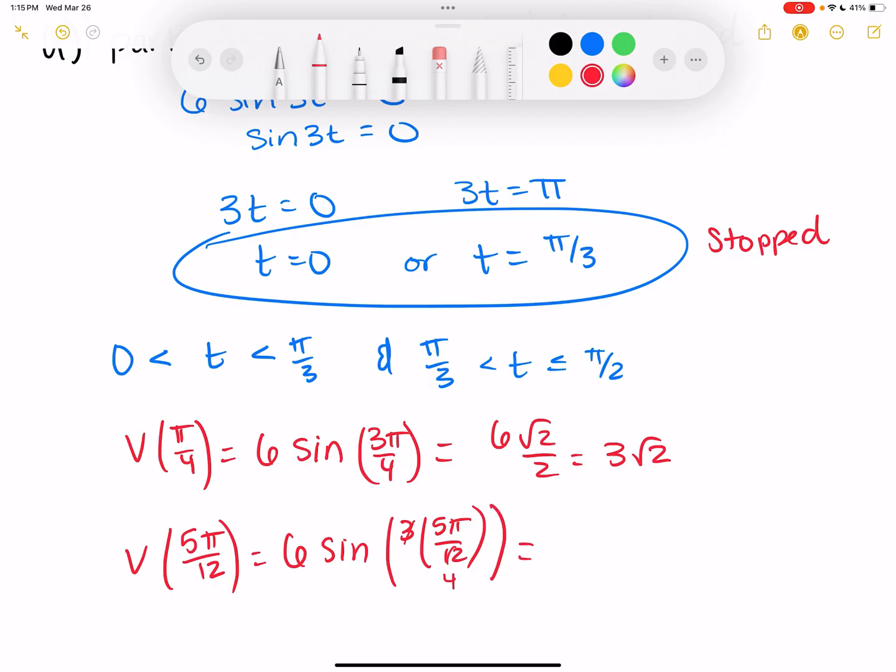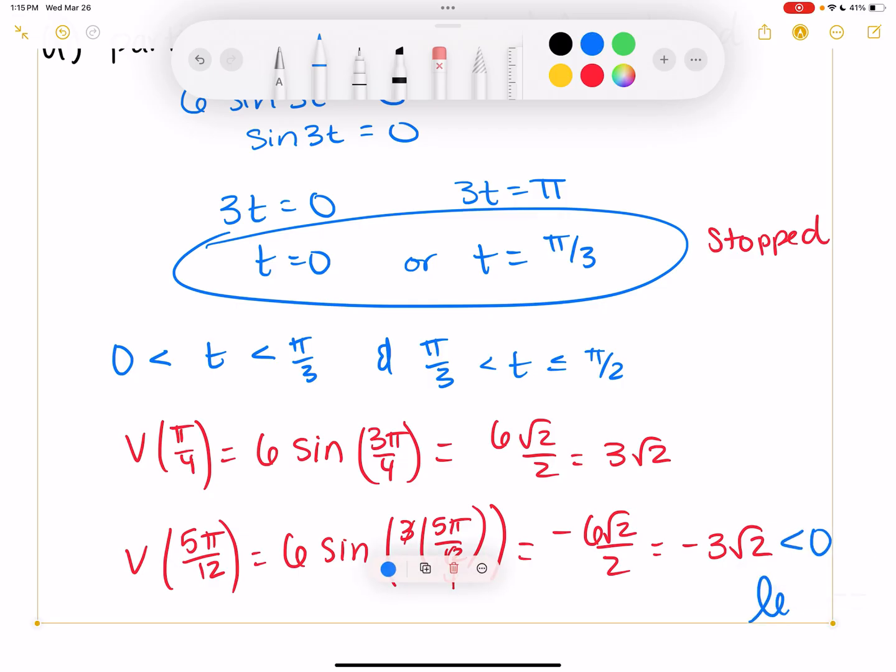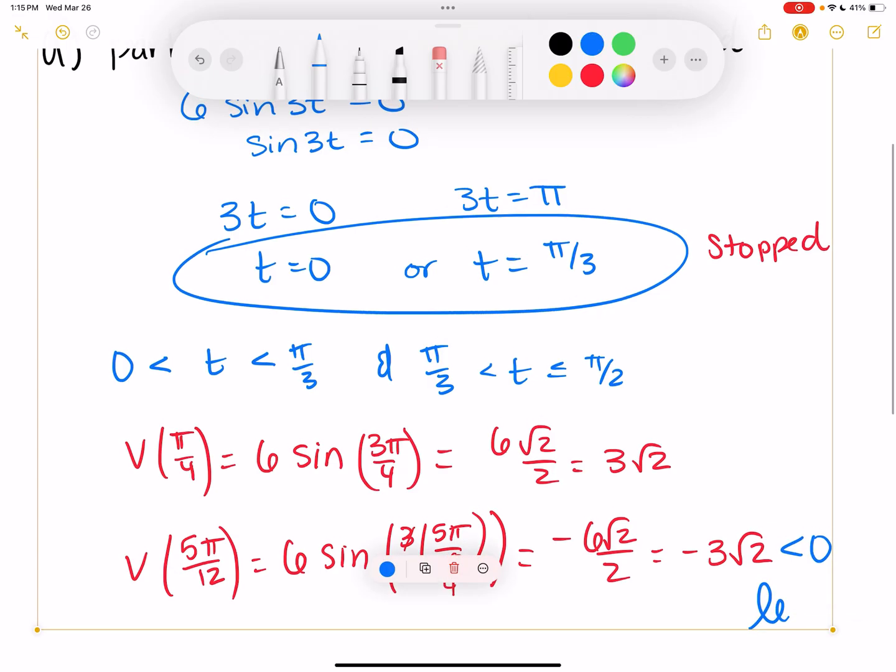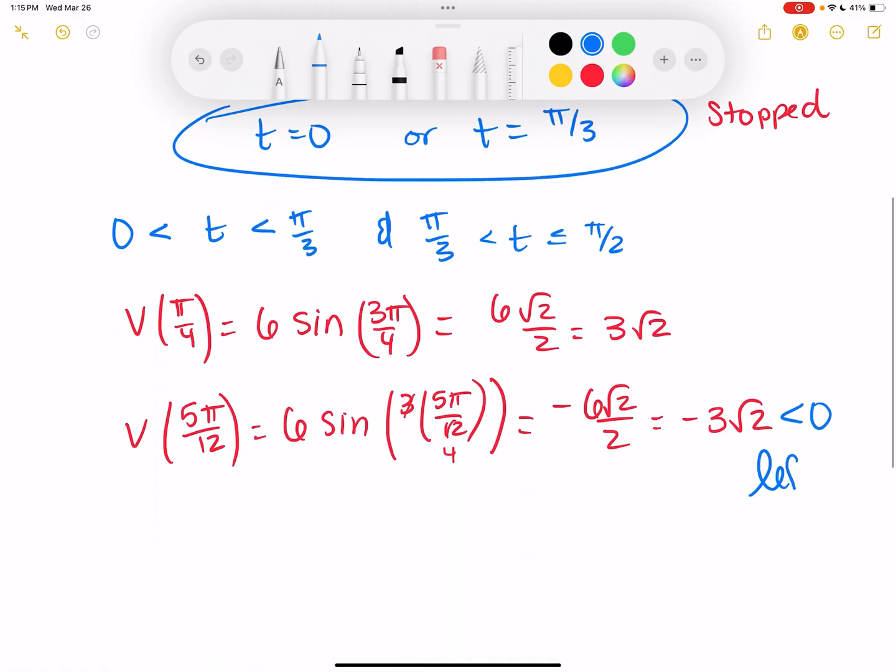It's the sine of 5 pi over 4, root 2 over 2. Wait, negative. So this is negative 6 root 2 over 2, or negative 3 root 2. So the one that is less than 0 is going to the left. The one that's greater than 0 is going to the right.